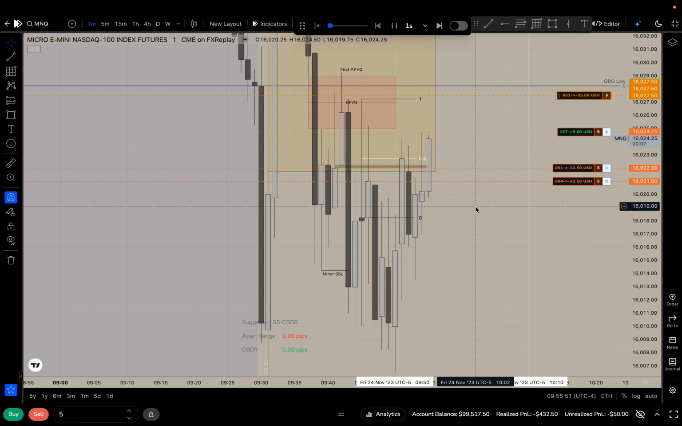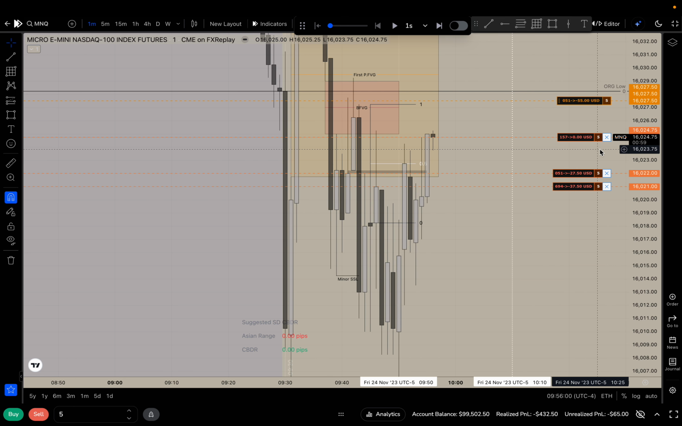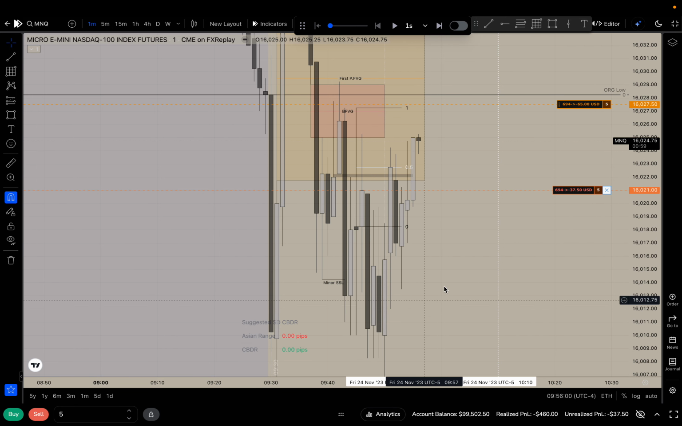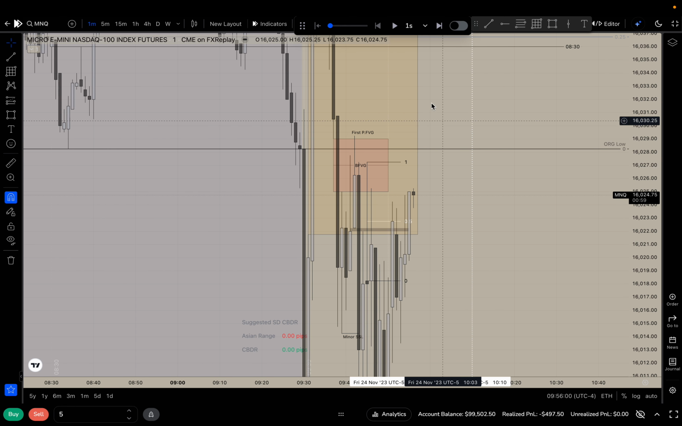Yeah, this last 10 seconds is looking like we're gonna go ahead and close above that consequent encroachment. Yeah, we're gonna go ahead and call that. So that was a very, very unfortunate end. About $500 down on the day.